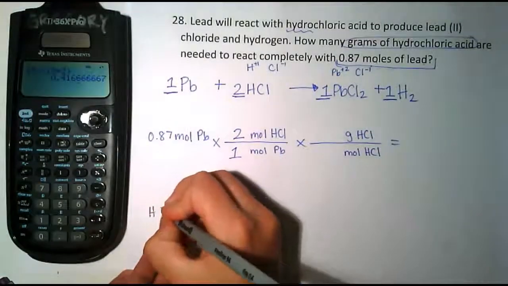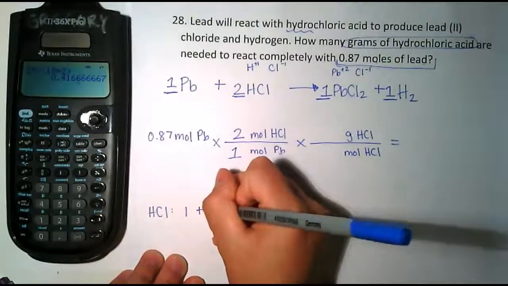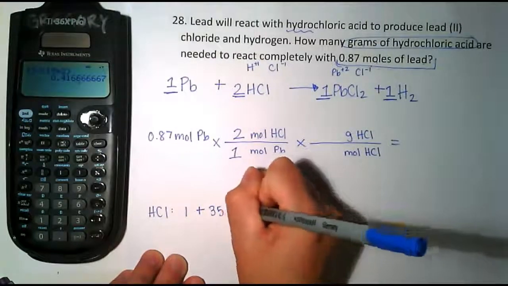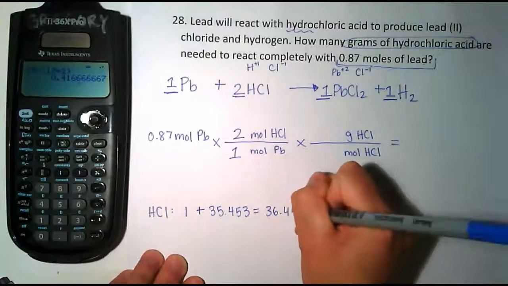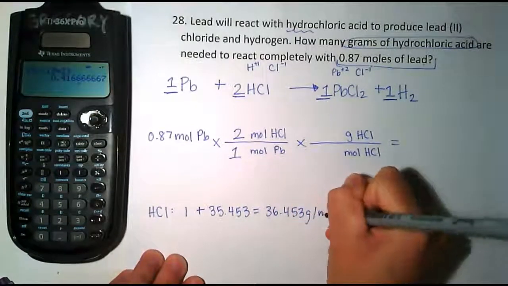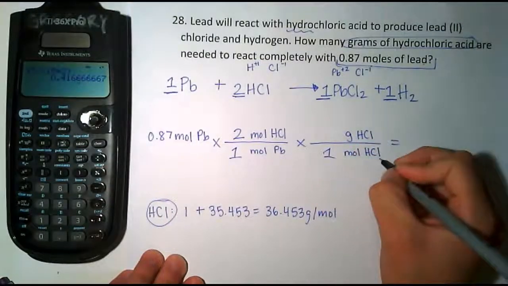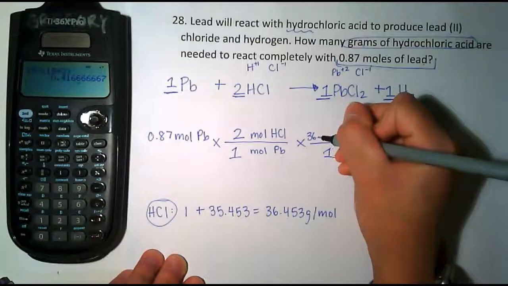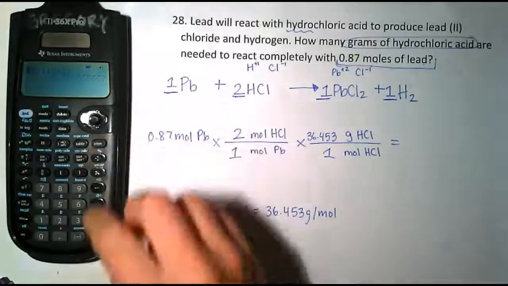So our molar mass of HCl, we have hydrogen, which has a mass of 1, plus chlorine, which is 35.453, which gives us 36.453 grams per mole for HCl. So 1 mole of HCl is equal to 36.453 grams of HCl.